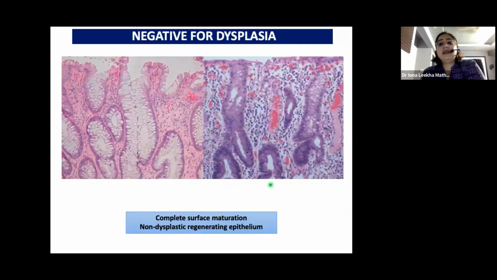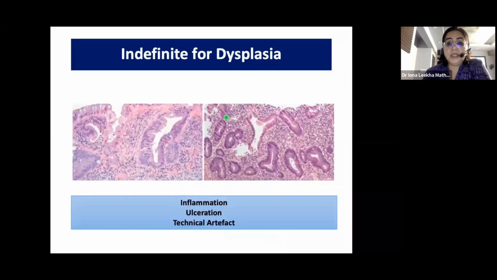So when we see a case of ulcerative colitis or IBD, we have to say whether there is dysplasia or not. So in this case, we call it negative for dysplasia, indeterminate for dysplasia, with low grade dysplasia, and with high grade dysplasia. Negative for dysplasia is when we have no doubt about the dysplasia. Now this biopsy, we will call it indefinite for dysplasia because we are not sure whether it is a true dysplastic process or a reparative process.